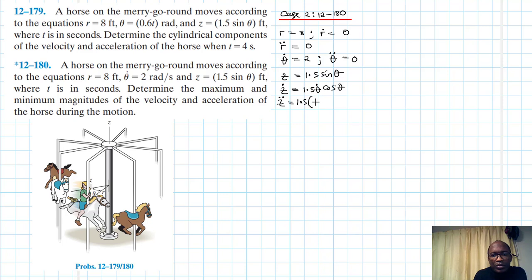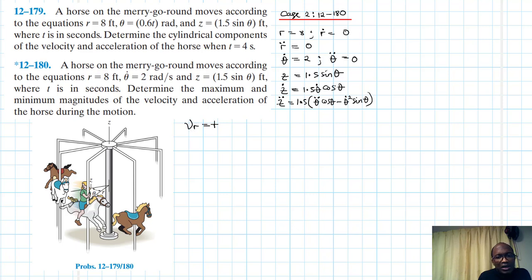And z double dot, using the product rule, is 1.5 open bracket theta double dot cos theta, then minus theta dot squared sine theta. Alright, so we have all these equations. What we need to now find are all the components, which we are later on going to use to find the magnitudes using Pythagoras theorem. Alright, so let's start with v_r.